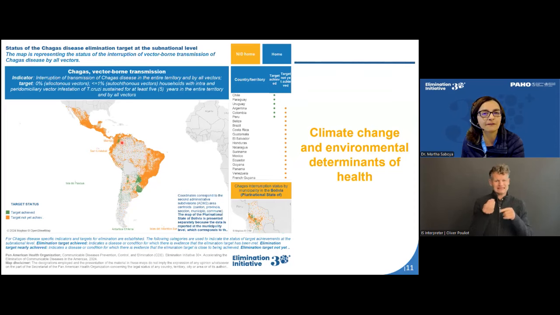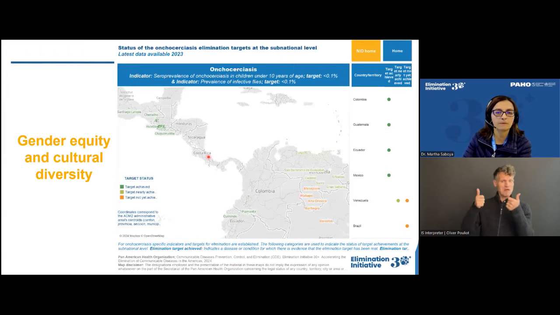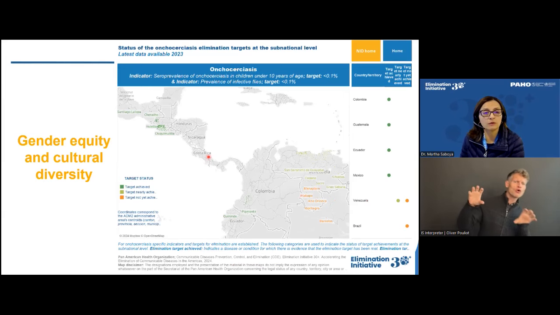Why? What are the differences there? What is making some of them achieve the elimination goal at the subnational level, but not in other areas within the same country? And this is very related to social and environmental determinants of health. And we also need to look into what is happening with gender equity and cultural diversity.